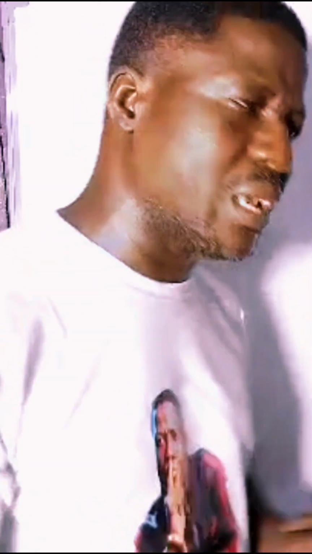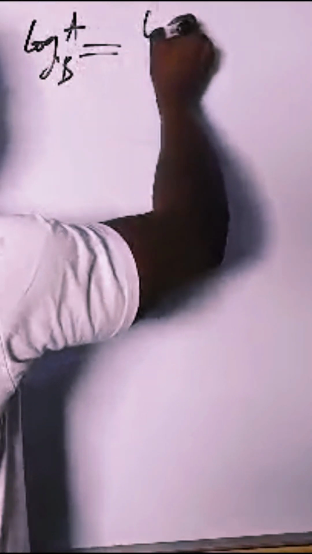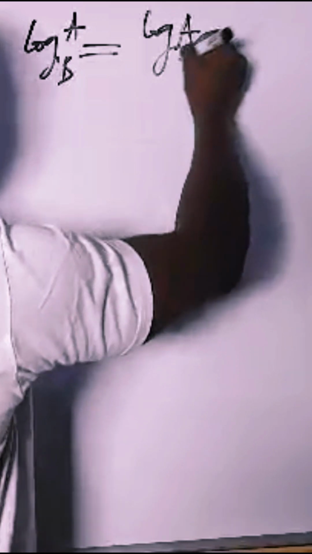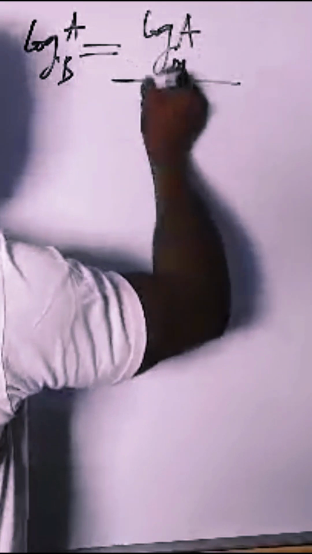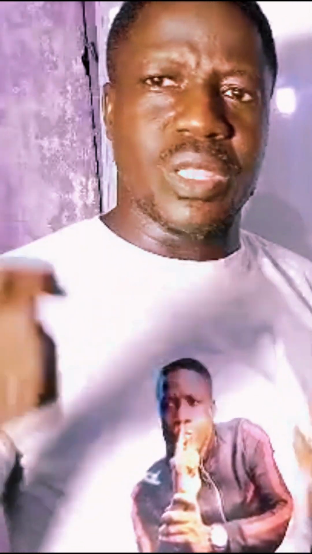Let's express this mathematically. When we do that, we have the log of a to base b is as good as the log of a to a new base divided by the log of b to a new base. This is called the fourth law of logarithm. Our task in this particular video is to see to the derivation of this law, validating that indeed the log of a to base b is the log of a to a new base divided by the log of b to a new base.